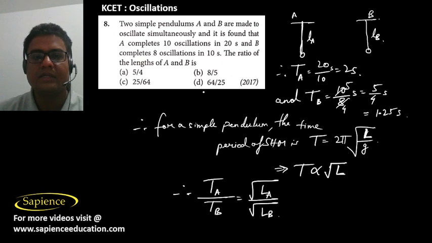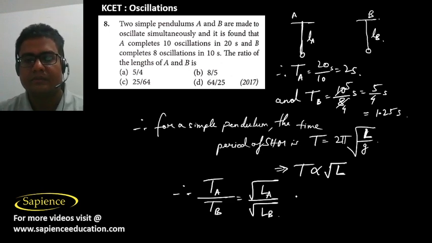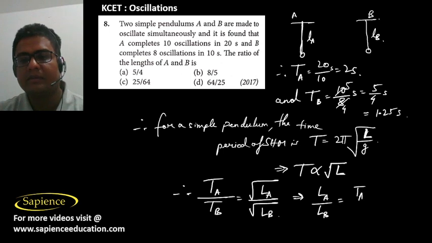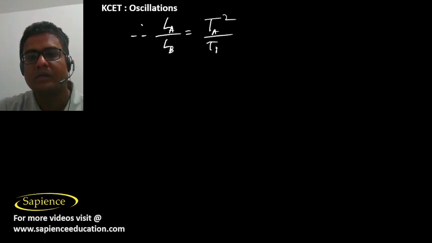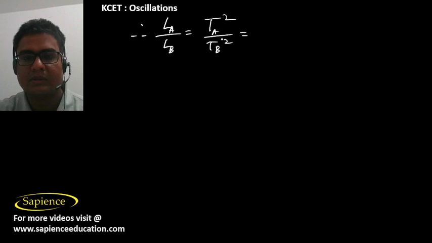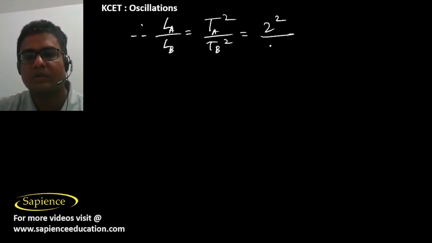So we have to find the ratio of the lengths of A and B. Therefore LA by LB will be equal to TA by TB whole square. So the ratio of the lengths of pendulum A and pendulum B will be equal to TA square by TB square, meaning the time period of A whole square by the time period of B whole square. The time period of A is 2, so this will be 2 square, and the time period of B is 5 by 4, so 5 by 4 whole square.